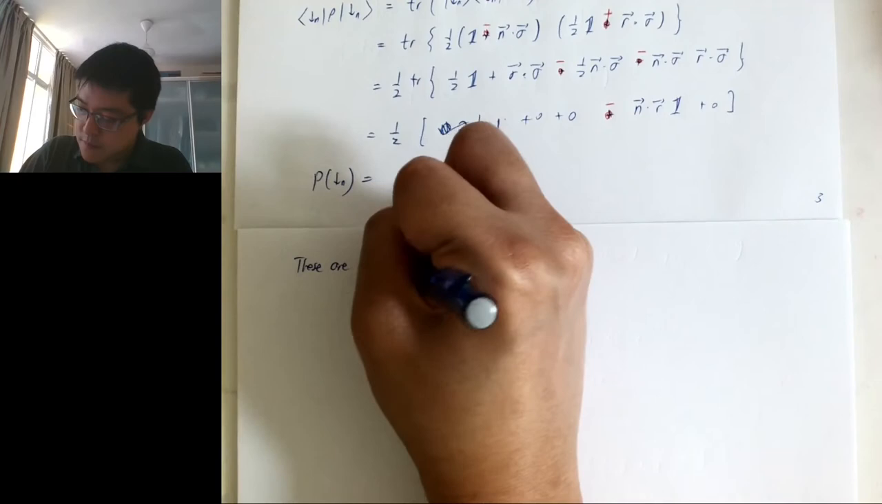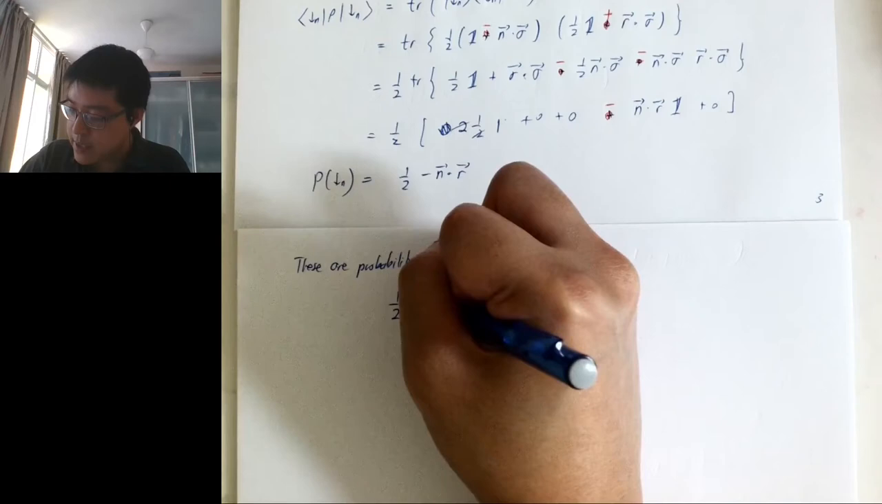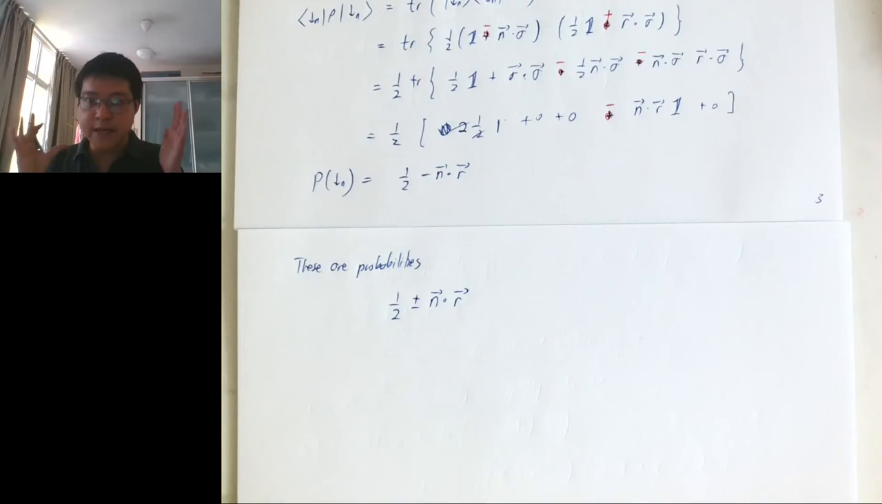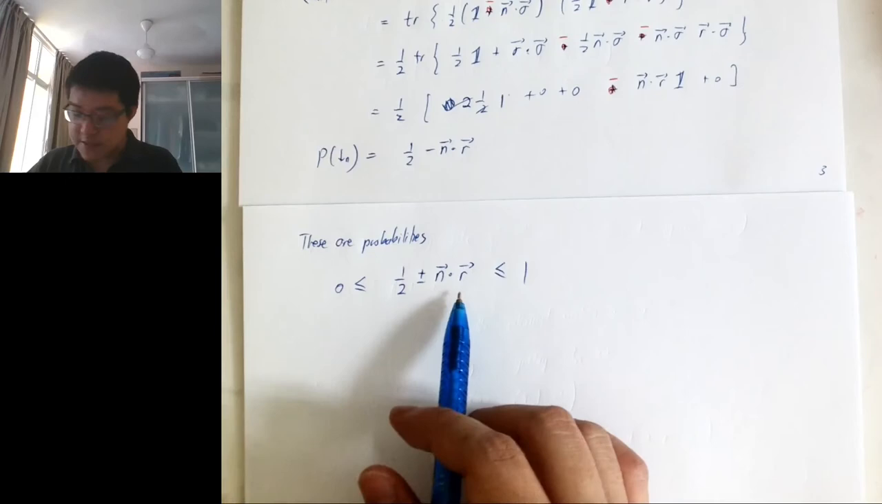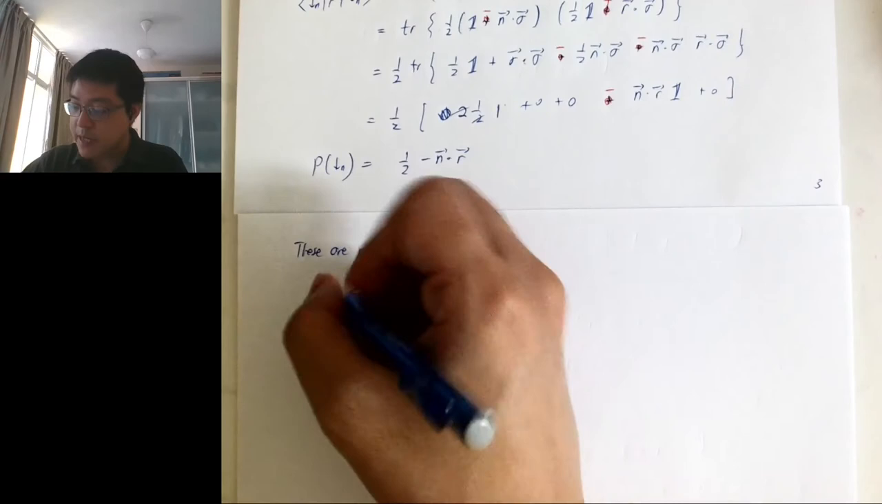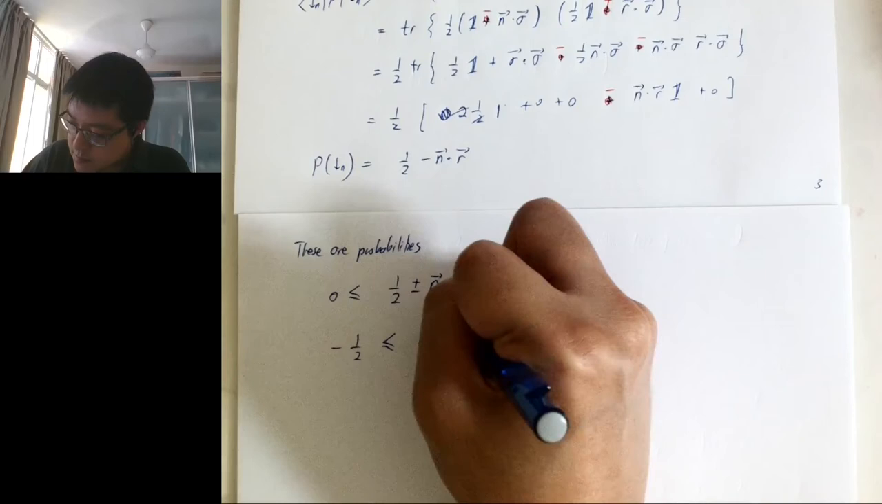Okay, and the probability values that we get is either a plus or a minus n dot r. Okay, so probability should be a number between 0 and 1, right? Probability. So that will give me a constraint on what the possible values of r are. Firstly, let me subtract everybody by half. So I got this, and I got this. Okay.